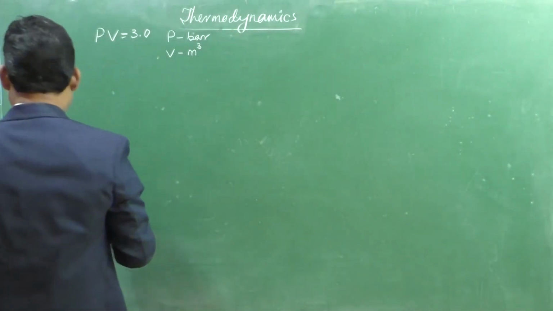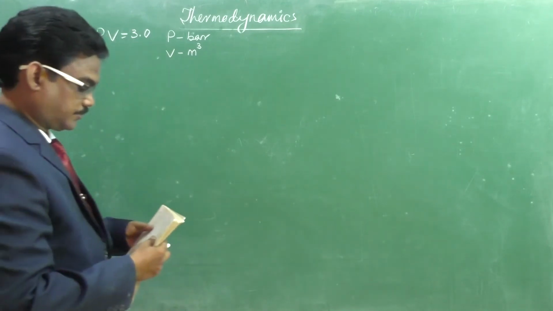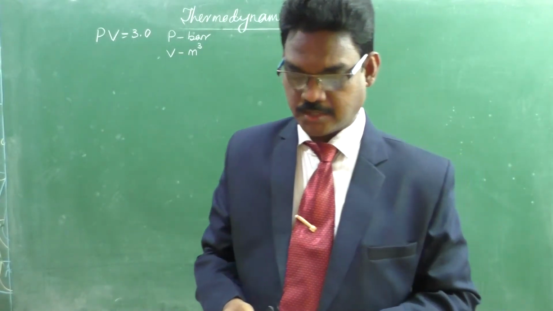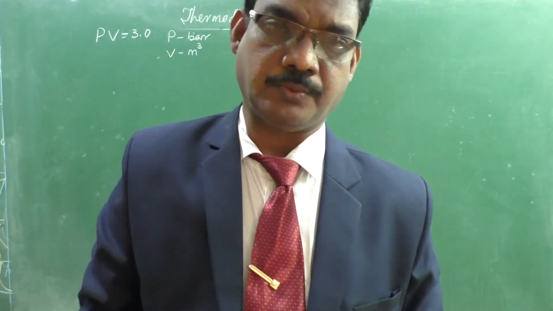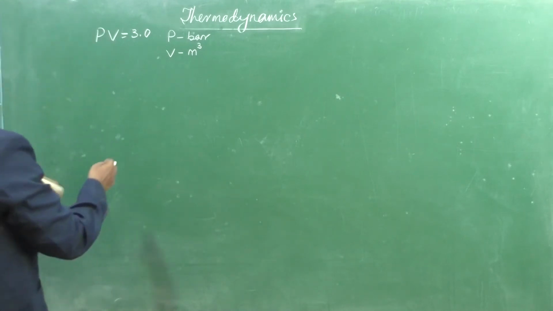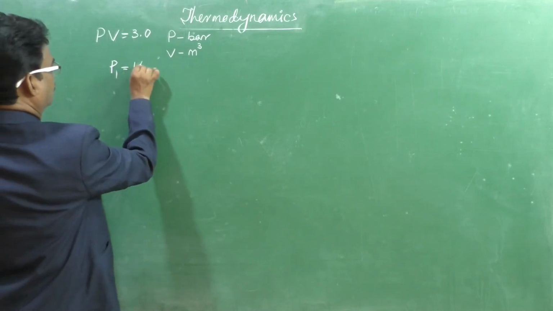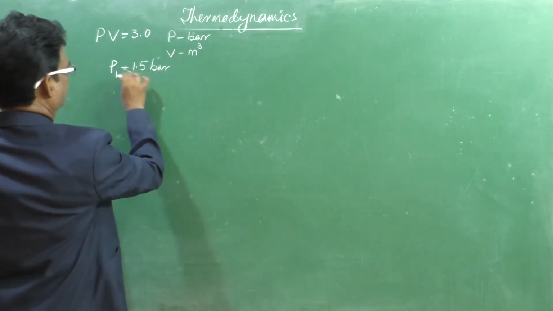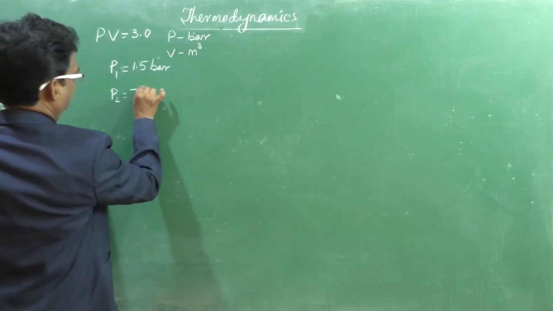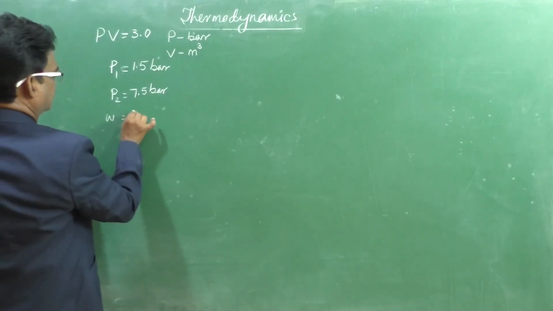where pressure increases from 1.5 bar to 7.5 bar. Now we can write initial pressure as P1 equal to 1.5 bar, and P2 equal to 7.5 bar. And we need to calculate what is the work done.